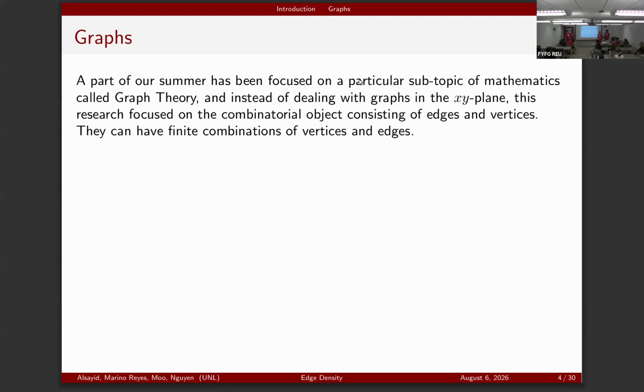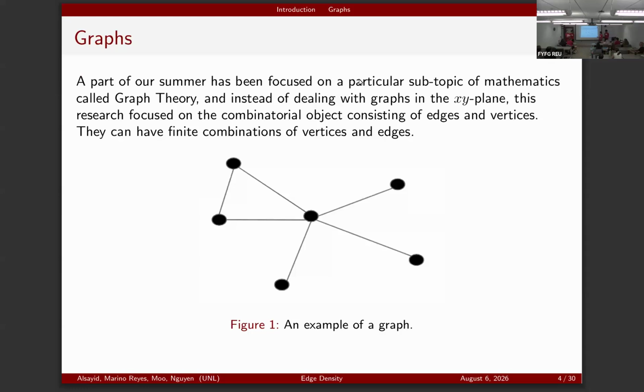So a part of our summer has been focused on the topic, like Eloísa said, in graph theory. And instead of the usual X and Y graphs everybody knows, we've been dealing with a combinatorial object consisting of edges and vertices. And figure 1 shows an example of a graph that we've been dealing with. So as you can see, the solid lines here indicate an edge, and the solid black dots indicate vertices.